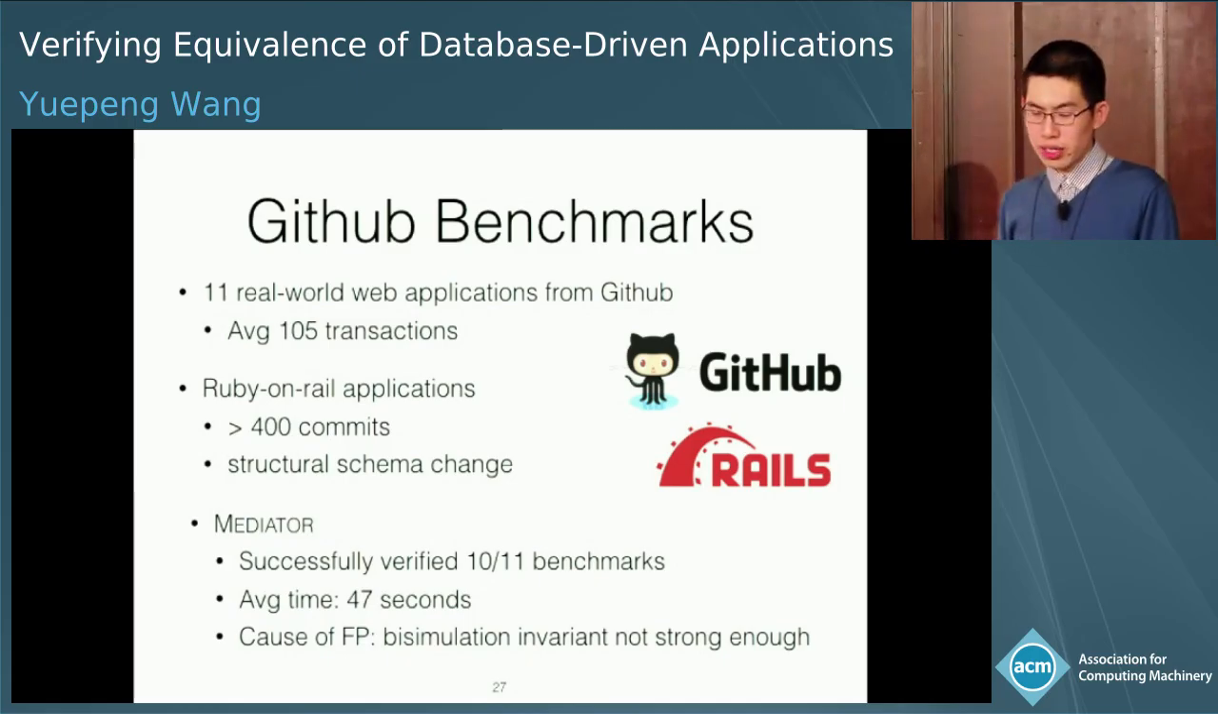Since Mediator wasn't able to verify one application, we manually inspected the reason and found the warning is actually a false positive. For that particular application, the bisimulation invariant inferred by Mediator was not strong enough to show the equivalence, but it's actually possible to find such a bisimulation invariant to prove the equivalence.